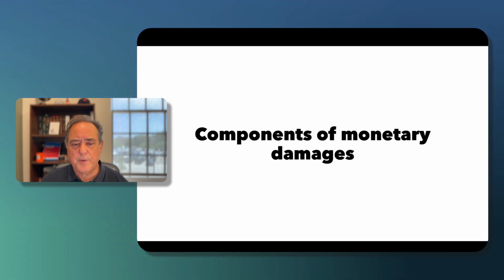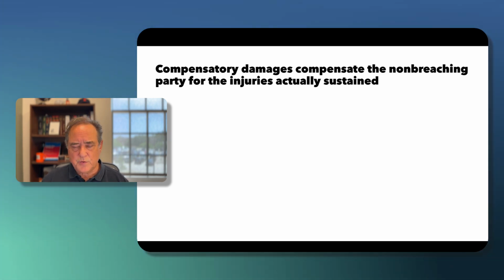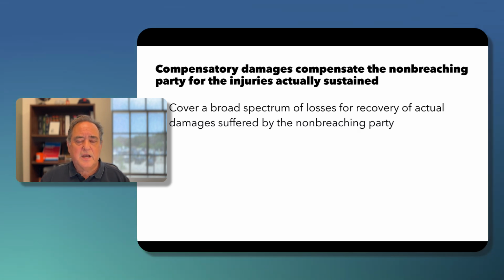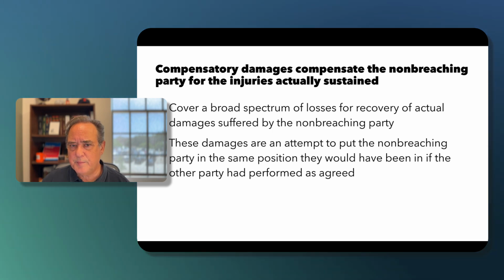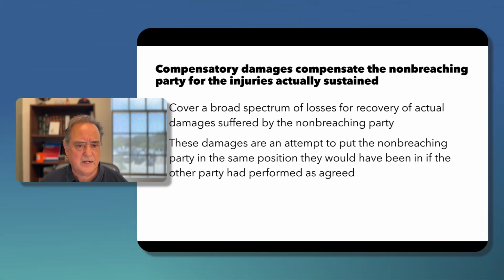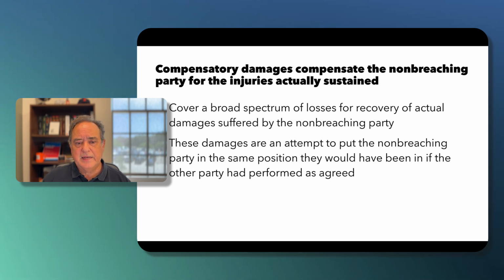Let's turn to the components of monetary damages. Now, the first is compensatory damage. What a compensatory damage award does is it compensates the non-breaching party for the injuries that are actually sustained. This covers a broad spectrum of losses for recovery of actual damages suffered by the non-breaching party. Compensatory damages are an attempt to put the non-breaching party in the same position they would have been in had the other party performed as they agreed. So it is what we call the benefit of the bargain.